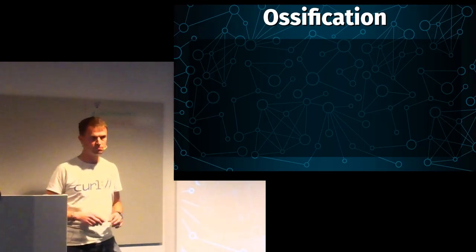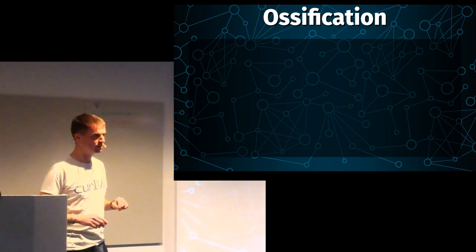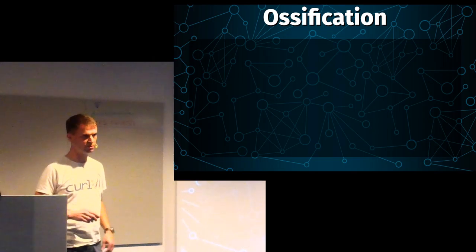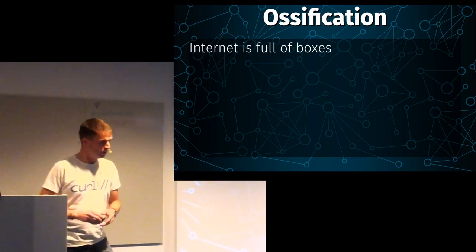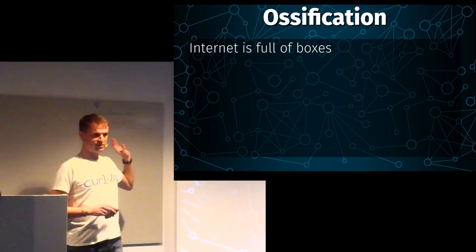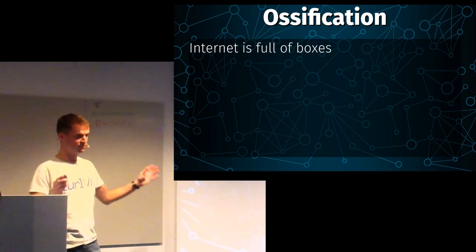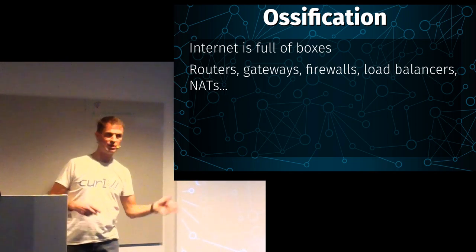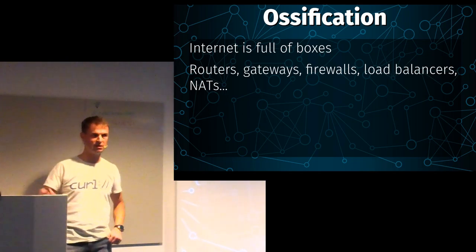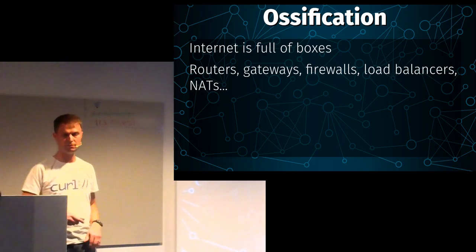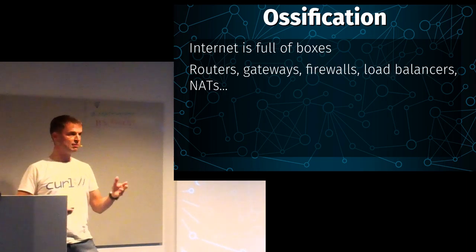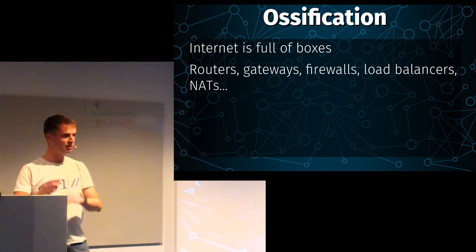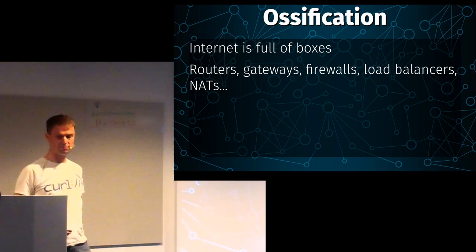At the same time, we have this development on the internet and network devices in general that we call ossification. And this is basically like this. The internet is full of boxes. Really. And there are boxes like routers, gateways, firewalls, load balancers, all sorts of boxes everywhere. Even we have our own boxes at home, right? We have a cable modem or a gateway, a router, Wi-Fi, whatever.